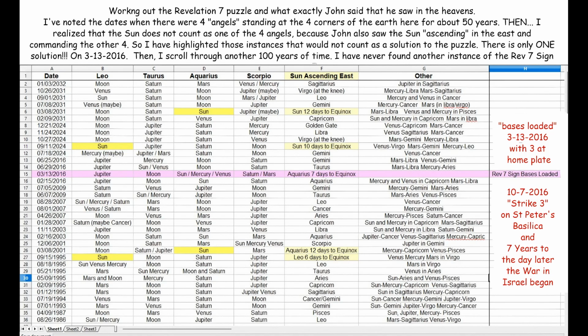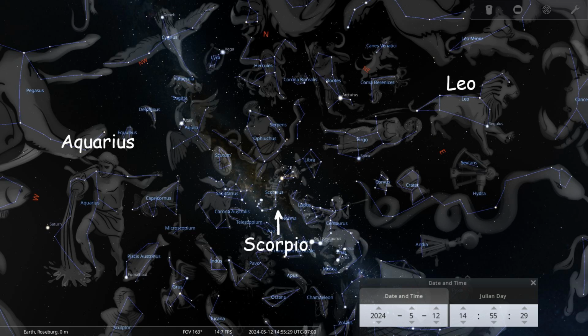This spreadsheet covers the years 1986 through the year 2030 by simply scrolling through every single day for 50 years on Stellarium. And you can do this in fast speed most of the time by holding down the little day counter button on the Stellarium timestamp. What I do is back out in Stellarium until I can see 3 of the 4 corners of the earth at once, like what I'm showing here on my screen now.